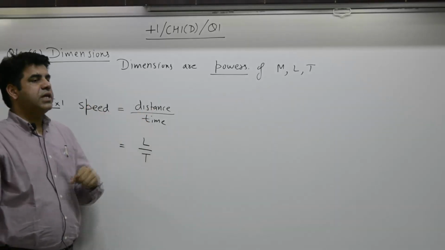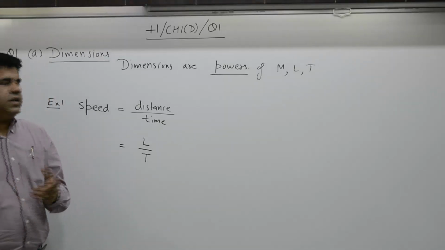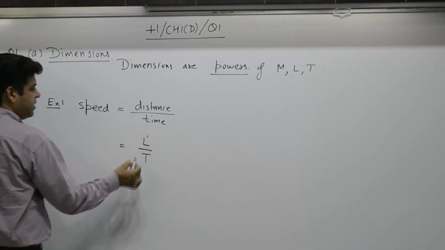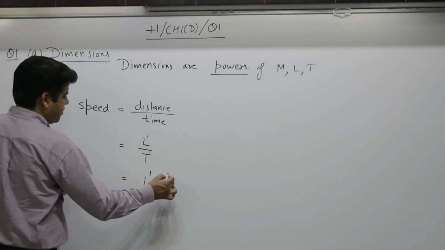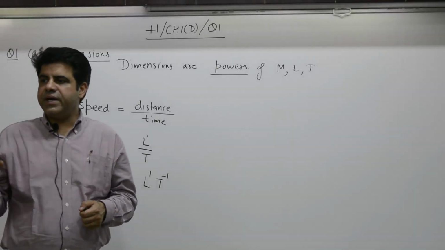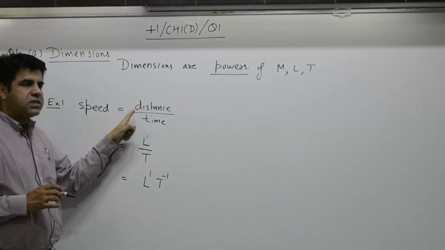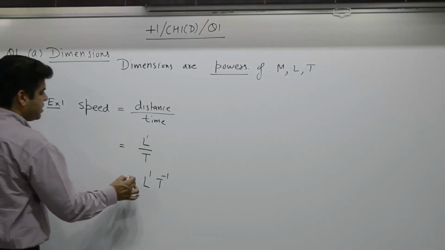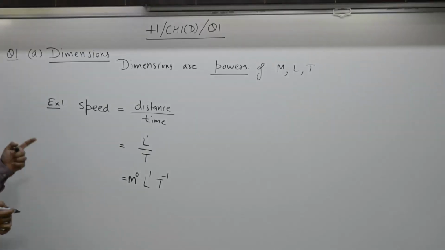If time taken is more, then we say it is very slow. Then speed is less. So it is directly proportional to length, inversely proportional to time. So L's power 1, T's power minus 1. What about mass? Does not depend on mass. When you write the formula for speed, distance and time, there is no issue of a mass. Mass is powerless when you decide for speed.